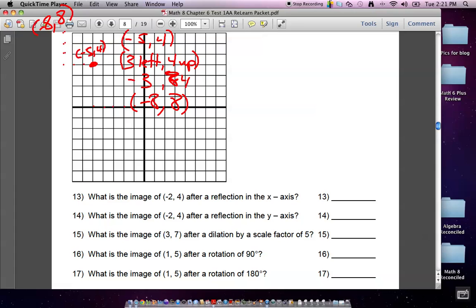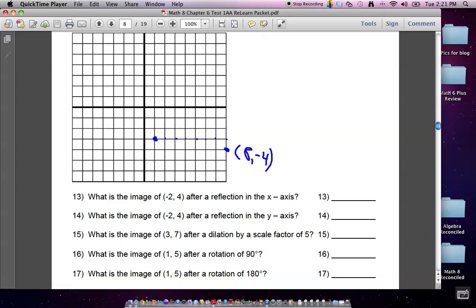Number 19, the point 1, negative 3. There's my point. And I'm going to move 7 units right and 1 unit down. 1, 2, 3, 4, 5, 6, 7, 1 unit down. Now, what is that coordinate? It's 1, 2, 3, 4, 5, 6, 7, 8. 1, 2, 3, 4. That is 8, negative 4.